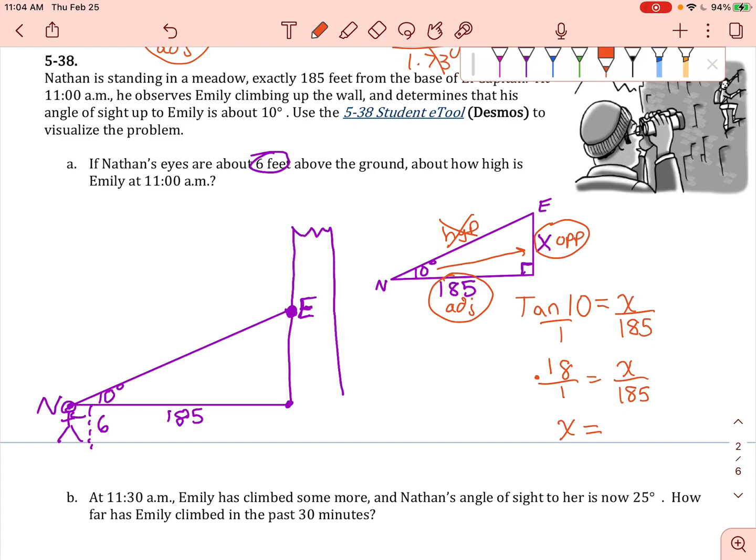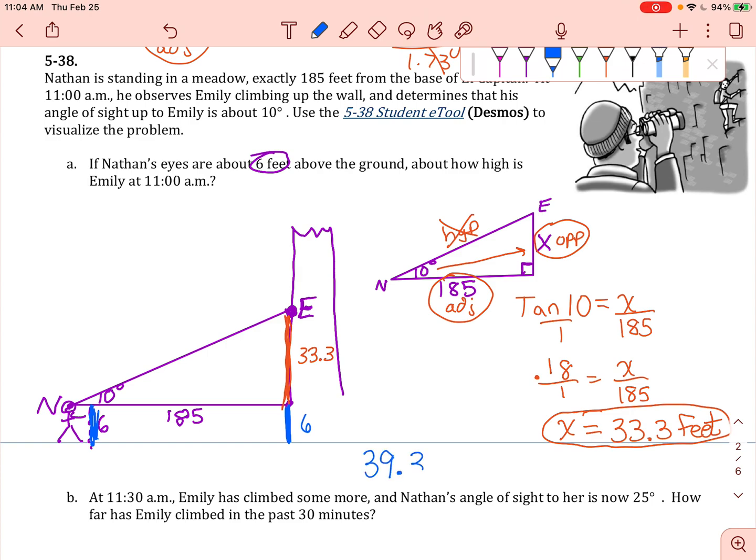So 185 times that 0.18, I'm getting about 33.3 feet. So Emily is about 33 feet off the ground. But what did Miss Botica forget? Don't forget that that represents this right here, 33.3. But, of course, what I always forget is this extra 6 feet off the ground. So we have to add 6 to it. So our final answer is about 39.3 feet off the ground. So Emily is about 39.3 feet-ish, 39 feet-ish off the ground.